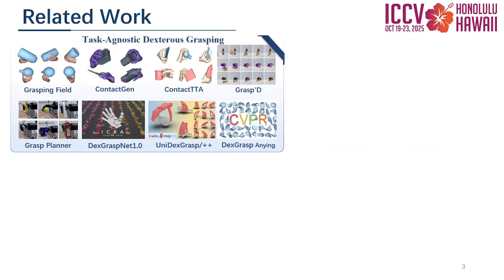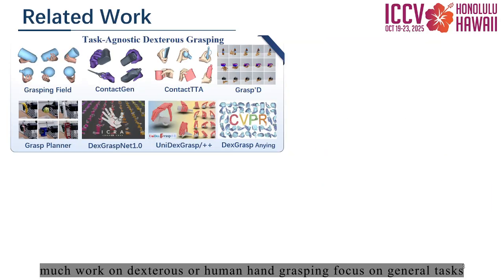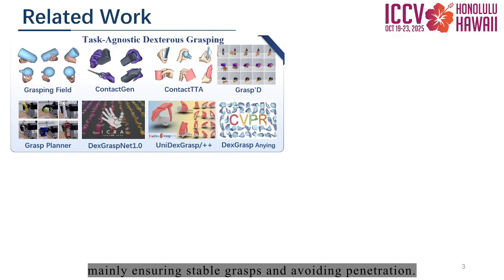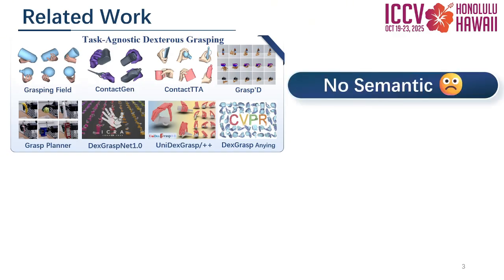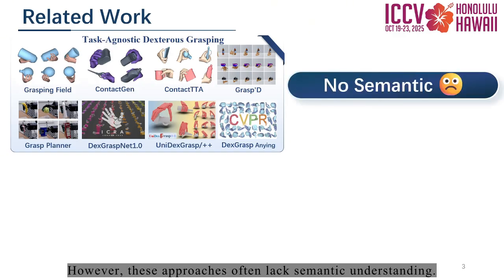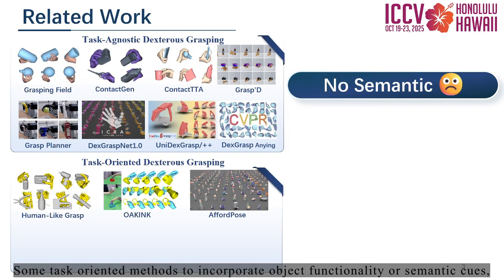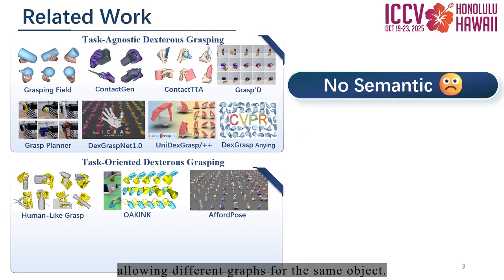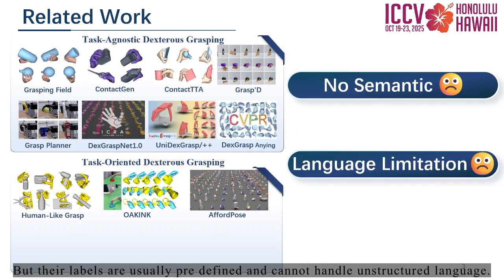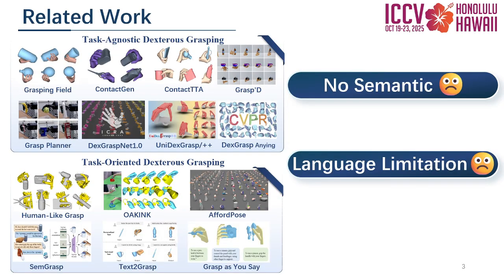during interaction. In the past, much work on dexterous or human hand grasping focused on general tasks, mainly ensuring stable grasps and avoiding penetration. However, these approaches often lack semantic understanding. Some task-oriented methods do incorporate object functionalities or semantic cues, allowing different grasps for the same object, but their labels are usually predefined and cannot handle unstructured language.